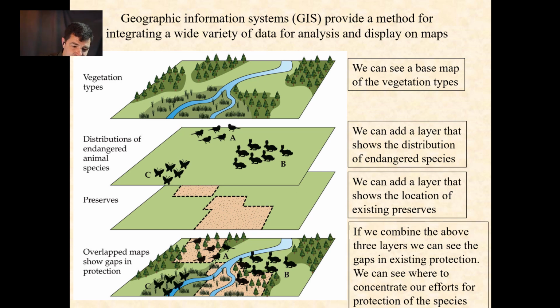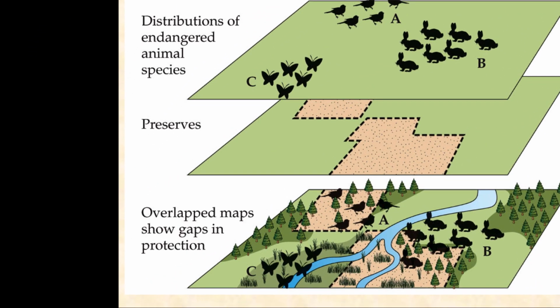So in this case, you can see some of our endangered species lie within the preserve, but some of them lie outside the preserve, and specifically our rabbits in this case. If this is an endangered rabbit, you can see that about half the population of the rabbit in this case is outside our current preserve. And the butterflies, for whatever reason, well, none of them are in the current reserve.